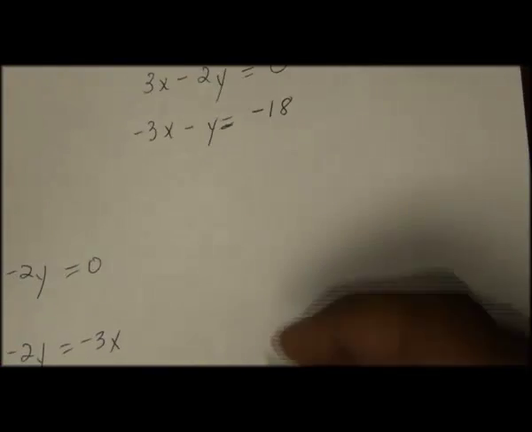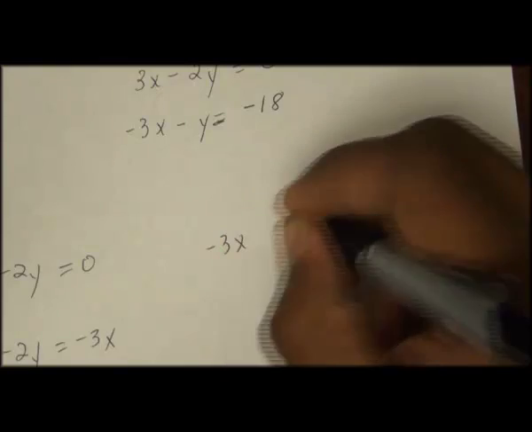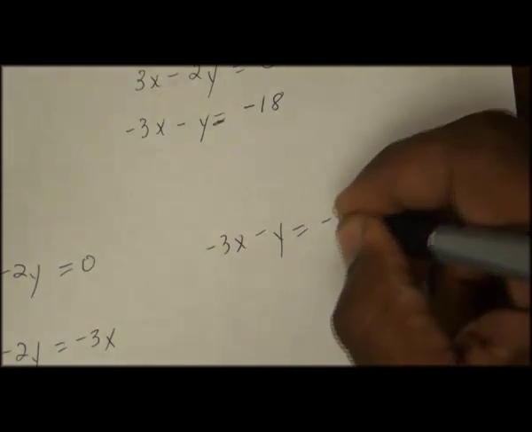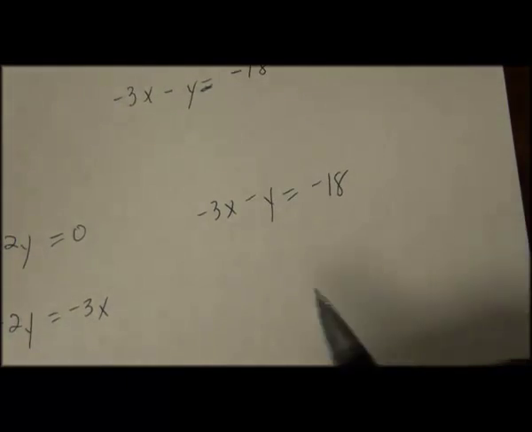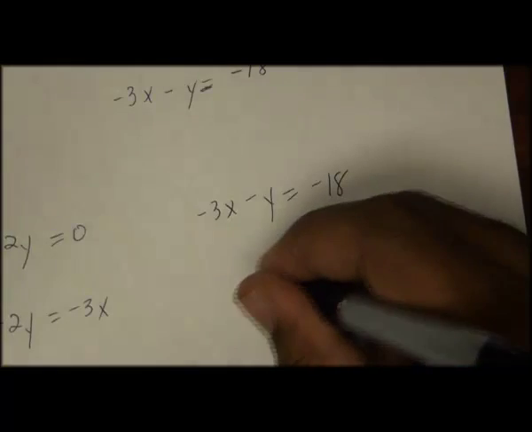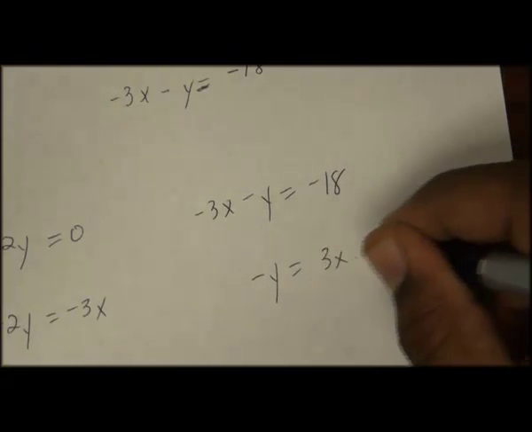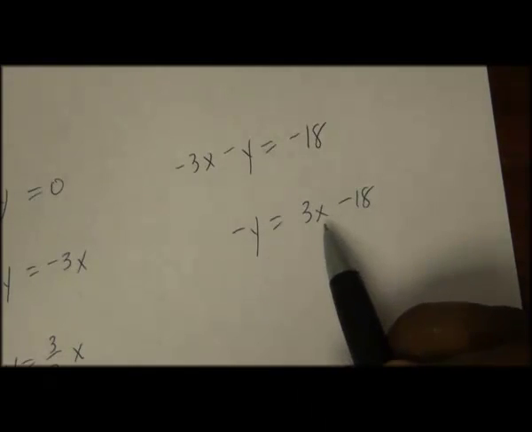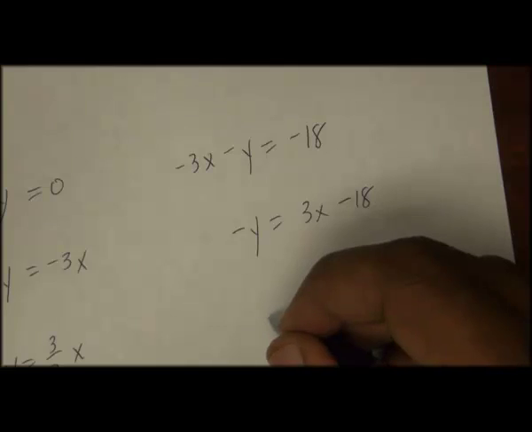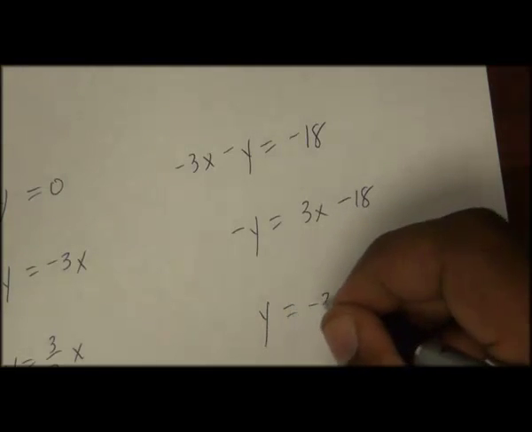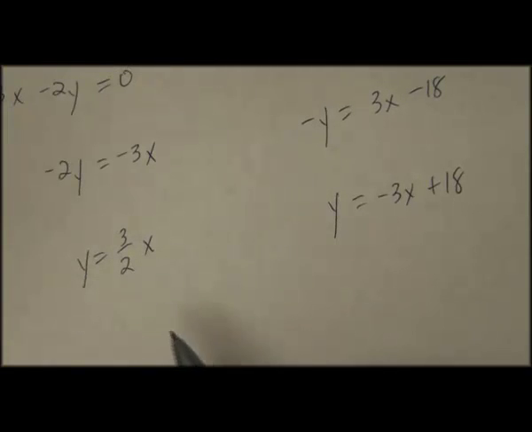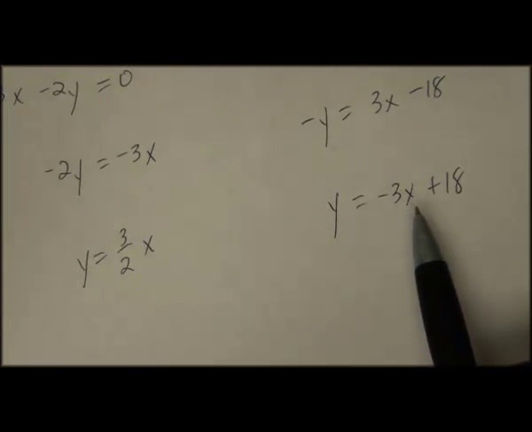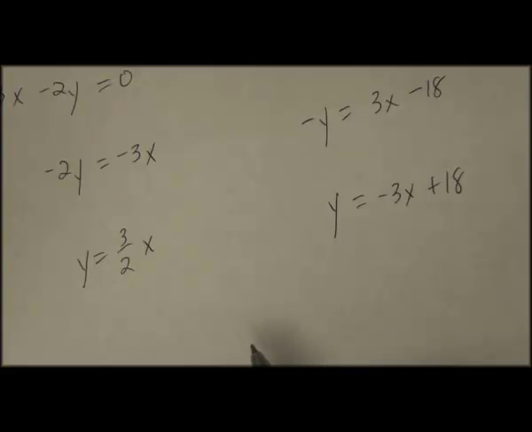Next we'll solve the second equation, negative 3x minus y is equal to negative 18. We'll add 3x to both sides. We'll multiply everything by negative 1, so our equation is y is equal to negative 3x plus 18. Now we'll take these two equations and we will enter them into the graphing calculator.